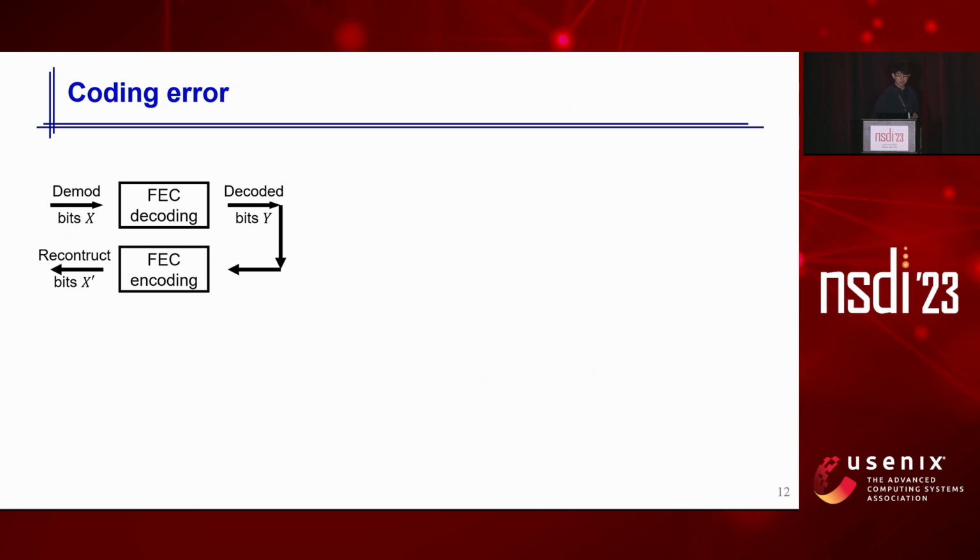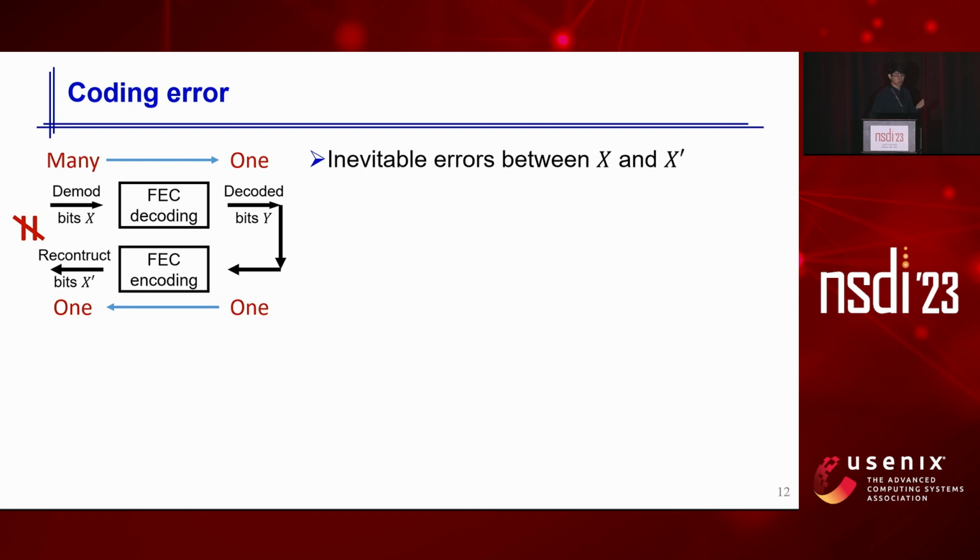Here shows the FEC decoding and the reverse process. Ideally, we want the reconstructed bits, the x prime, to be similar to the input x. But since the decoding procedure is a many-to-1 mapping, but the reconstruction is a 1-to-1 mapping, there will be inevitable errors between x and x prime.